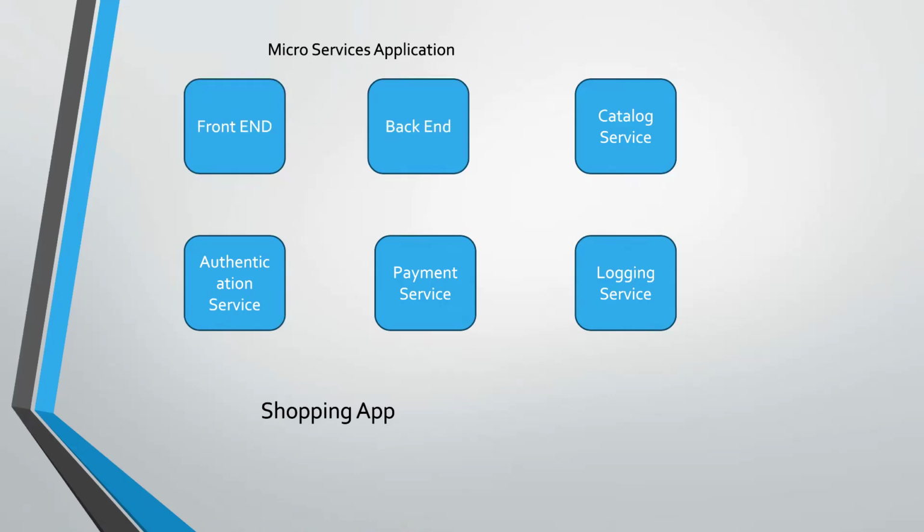How will Kubernetes manage these microservices? We are going to run these microservices as containers. That means the front end is one container, the back end is one container, the catalog service is one container, the logging service is one container, the payment service is one container, and the authentication service is another container. All these are containers, and Kubernetes will manage all these microservice containers.